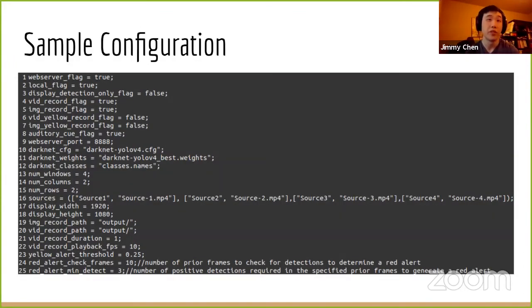So this is what a sample configuration looks like for our end demo. As you can see, there's a lot of options for whether or not there's web service on, whether or not it's locally displaying, various different modes for how the threshold for detection is set. To note, the red alert check frames basically says that in the X amount of frames previous to the current live frame, how many positive detections were there, and based off that, we can change it to red alert.